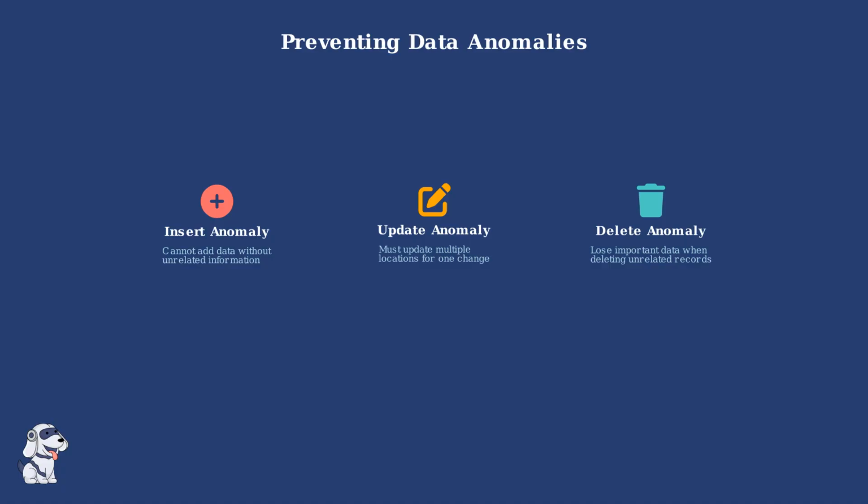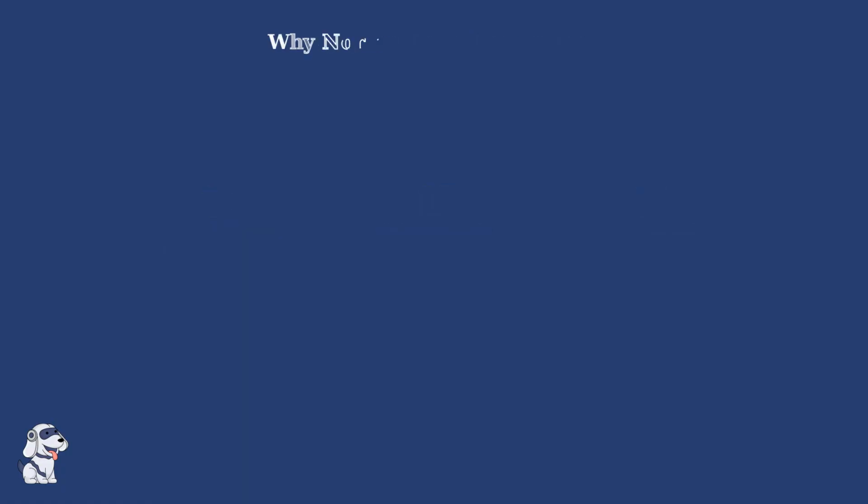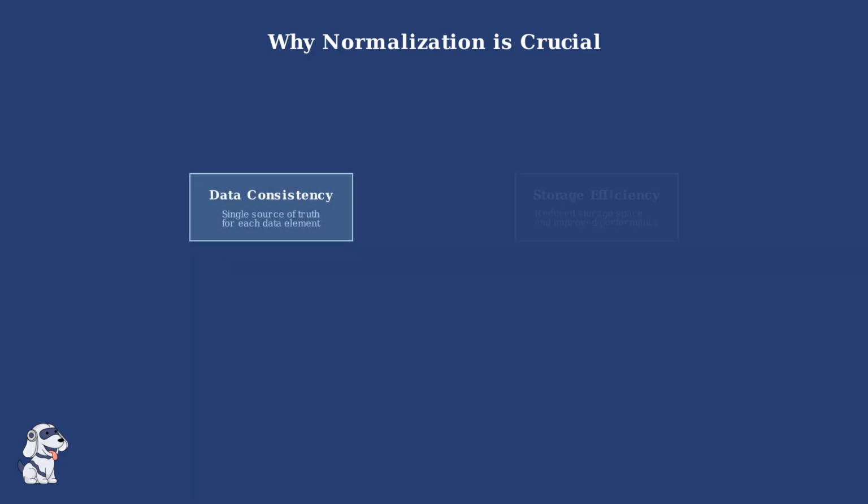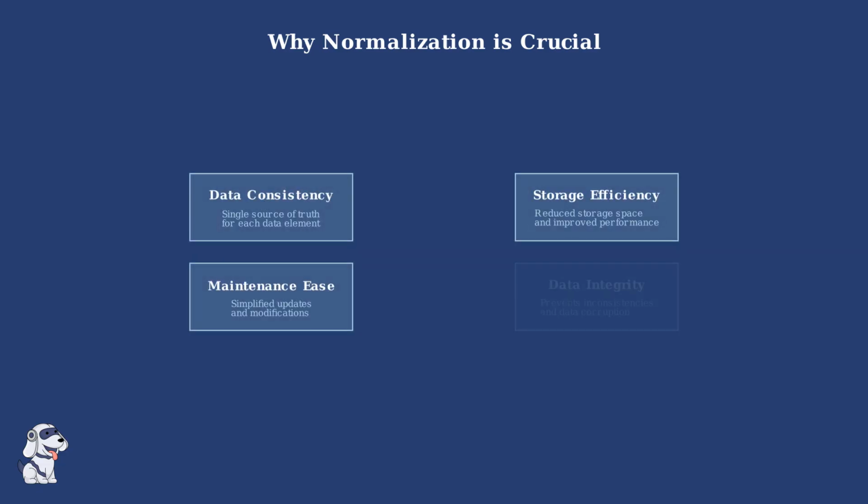Normalization eliminates these problems. Normalization is crucial for reliable data management because it ensures data consistency by maintaining a single source of truth. It improves storage efficiency by reducing redundant data and enhancing performance. It simplifies maintenance by making updates and modifications easier to manage. Most importantly, it preserves data integrity by preventing inconsistencies and data corruption that can compromise business operations.